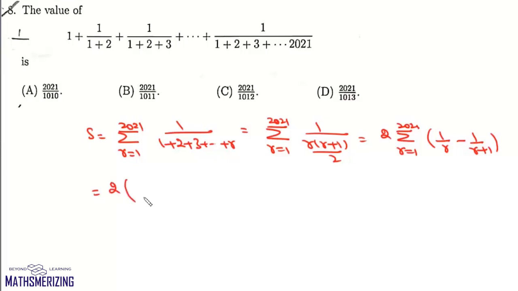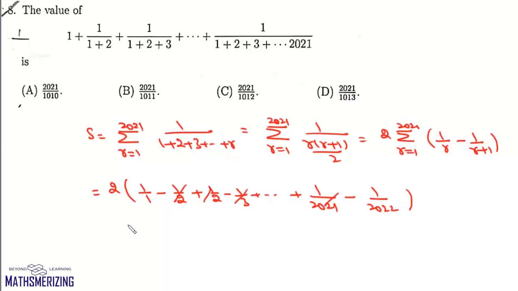Now we can simplify this as 1 upon 1 minus 1 upon 2, 1 upon 2 minus 1 upon 3, and it will continue up to 1 upon 2021 minus 1 upon 2022. Now all these terms will cancel. So this sum will be 2 into 1 minus 1 upon 2022, which is 2021 upon 1011, and that's your option B.